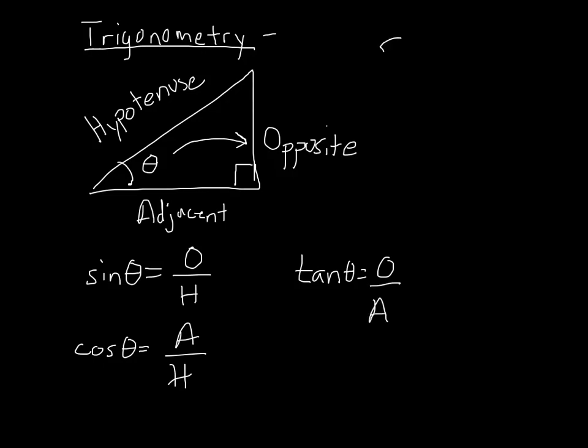What are the units that we have here? The units of the sine of an angle are going to be the units of the opposite side over the units of the hypotenuse.